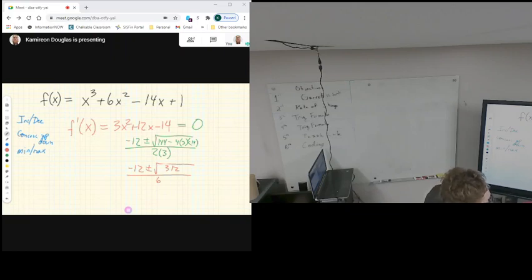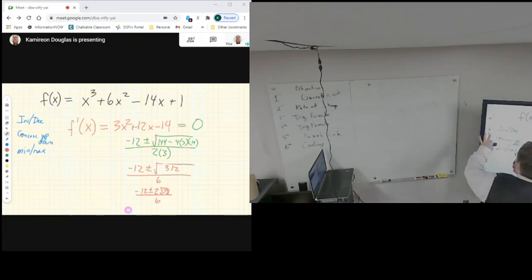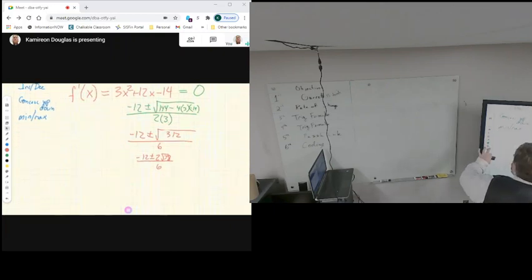Okay. What is the square root of 312? Does it simplify any? 2 square root of 78. So negative 12 plus or minus 2 square root of 78 over 6. Take out a 2 from everything. That'll end us with negative 6 plus or minus the square root of 78 all over 3.